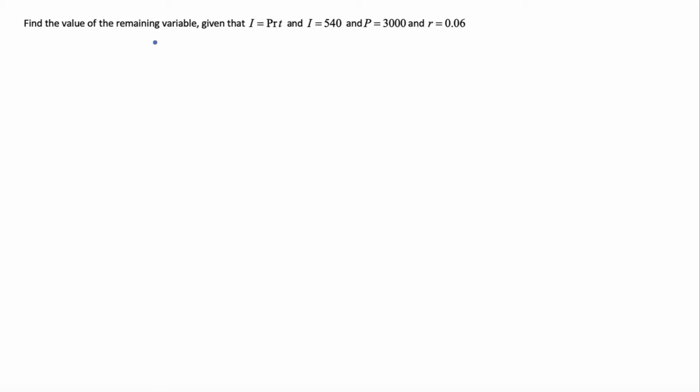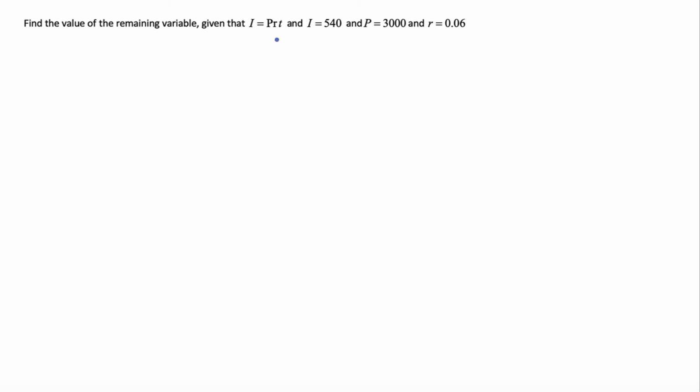Find the value of the remaining variable given that I equals PRT and I equals 540, P equals 3000, and R equals 0.06. Okay, so we don't really need to know this, right? But this is actually the interest formula. So I stands for interest, P stands for principal, R is the rate, and T is time.